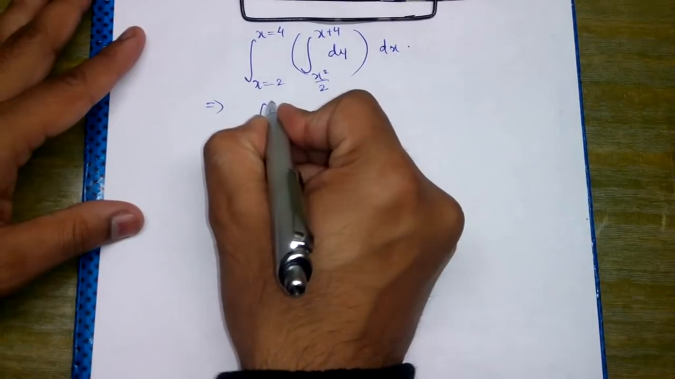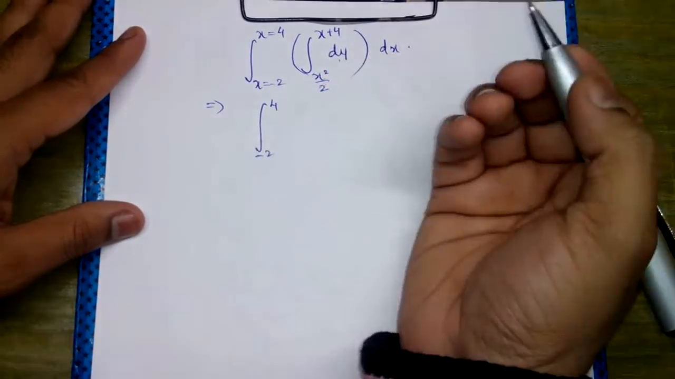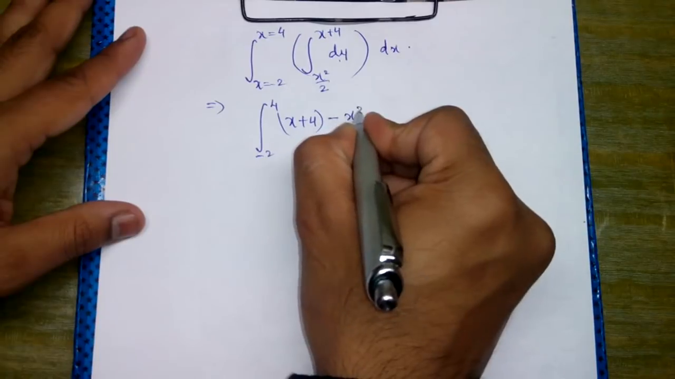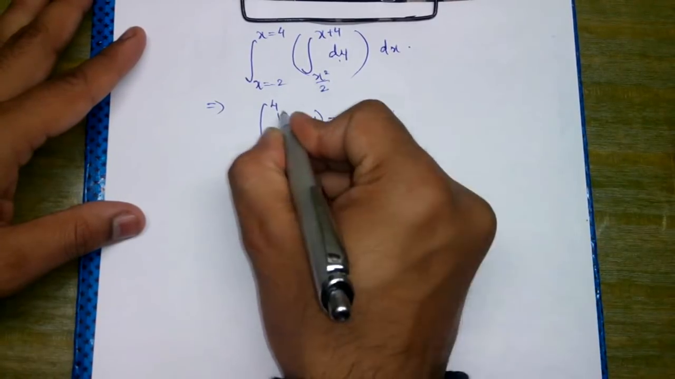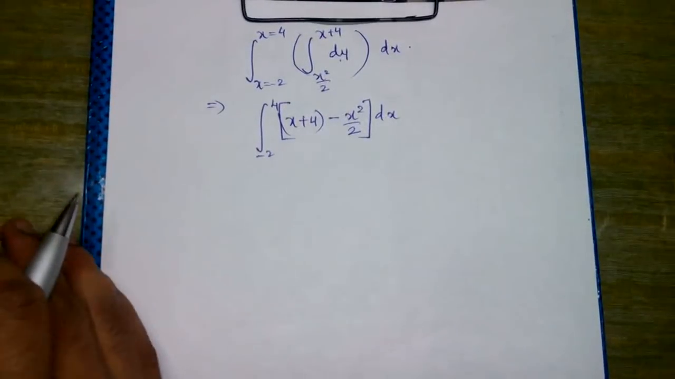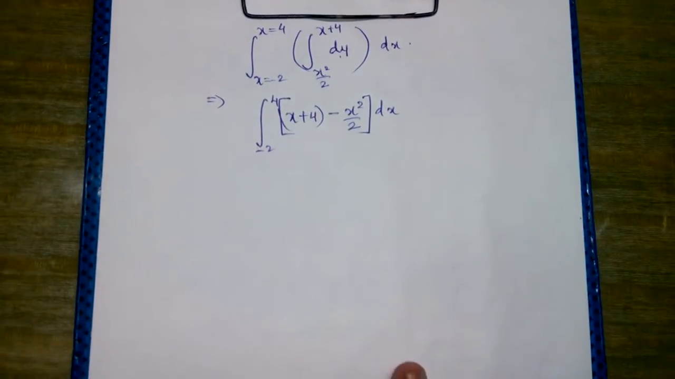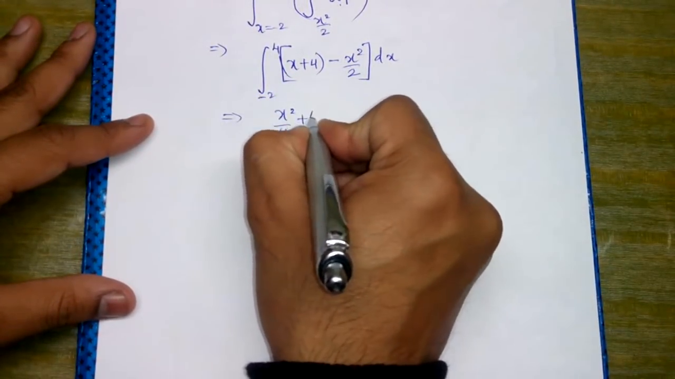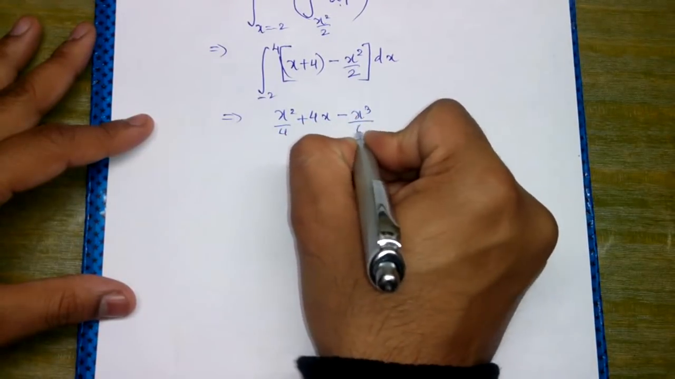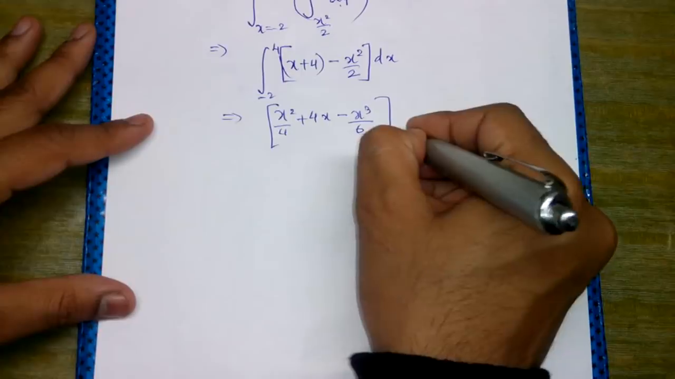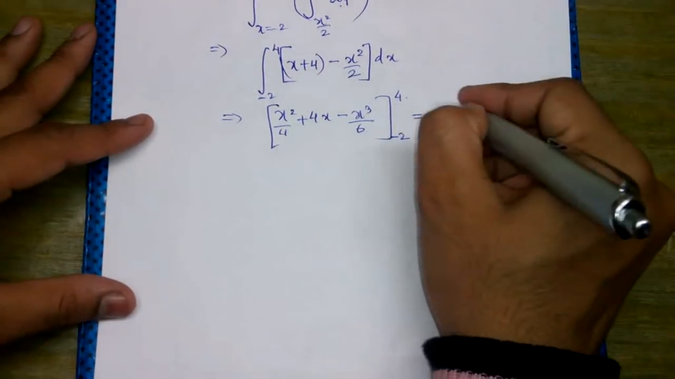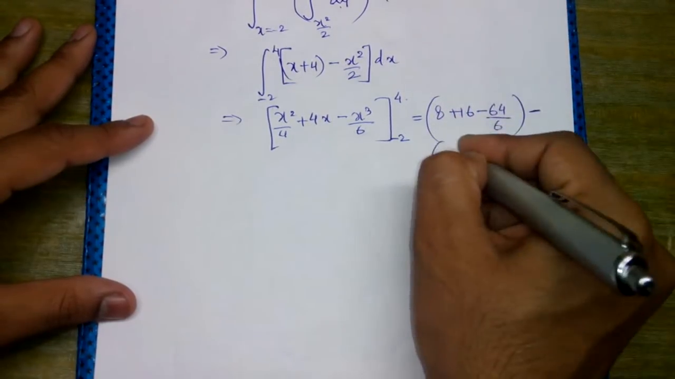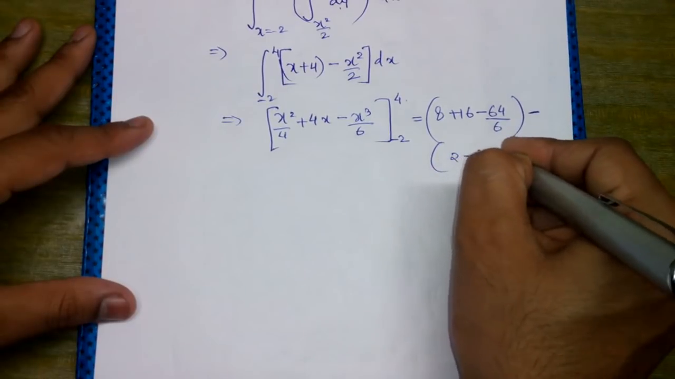Now we will first solve the innermost integral, and then we'll go for the outer integral. So this would be minus 2 to 4, integral of dy, simply y. And if we put the limits, we will obtain x plus 4 minus x square upon 2, dx. Now we will simply solve this integral by using our conventional methods, and this would be x square upon 4 plus 4x minus x cube upon 6. The limits are varying from minus 2 to 4, and hence we will obtain 8 plus 16 minus 64 by 6 minus 2 minus 8 plus 8 upon 6.